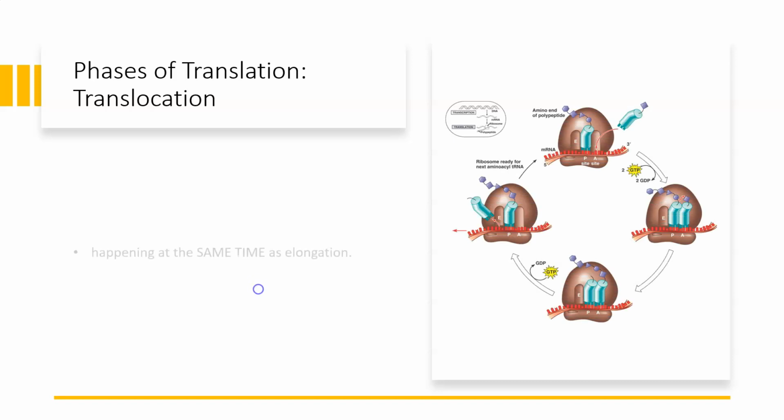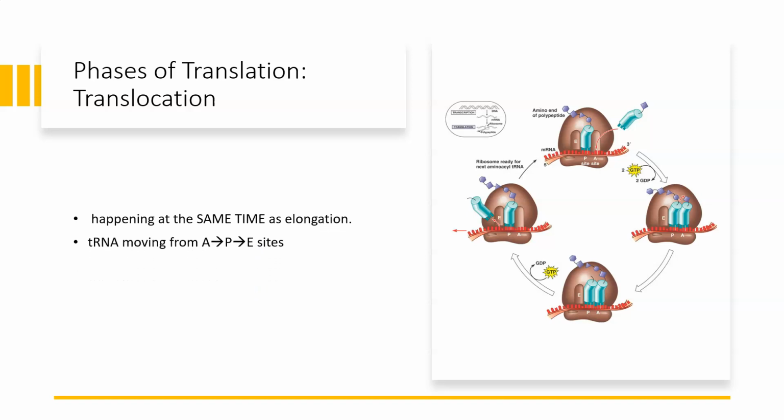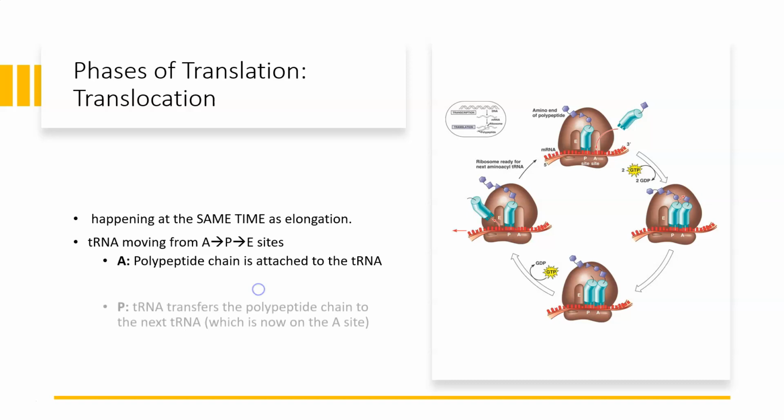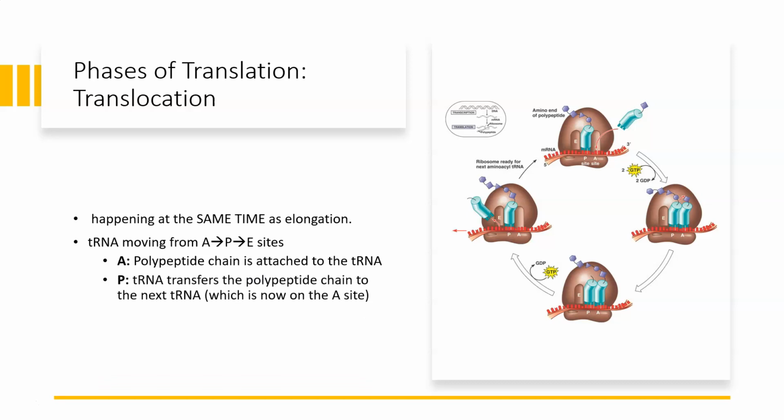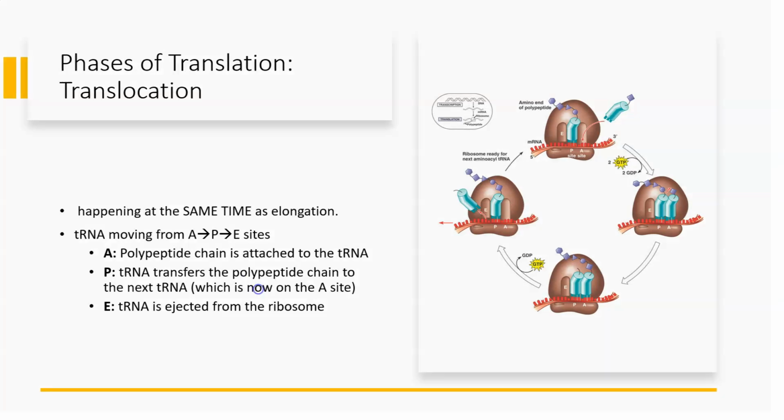Okay, next phase is translocation. And this is happening at the same time as elongation. Our tRNA moves from A to P to E sites. Okay, so at A, the polypeptide chain is attached to the tRNA. At P, the tRNA transfers the polypeptide chain to the next tRNA, which is now on the A site, and at E, the tRNA is then ejected from the ribosome to go and get its new amino acid.